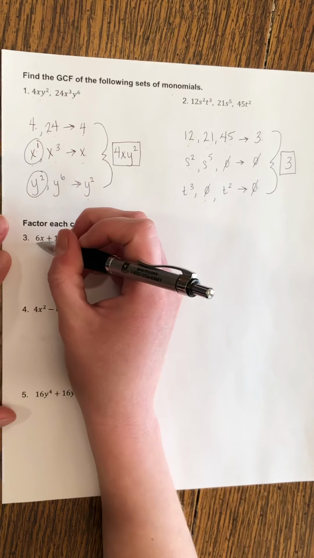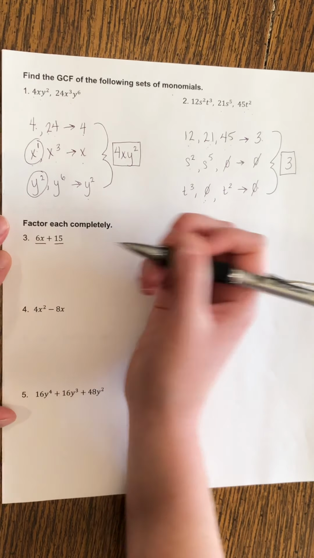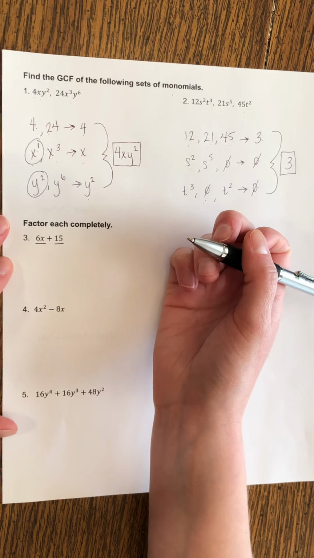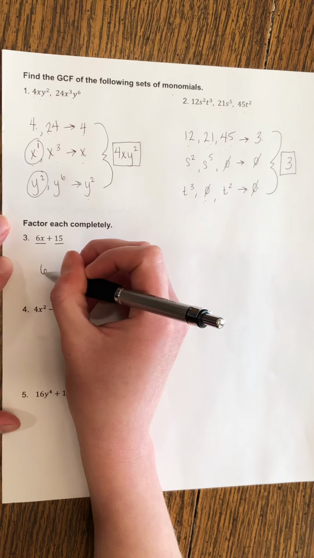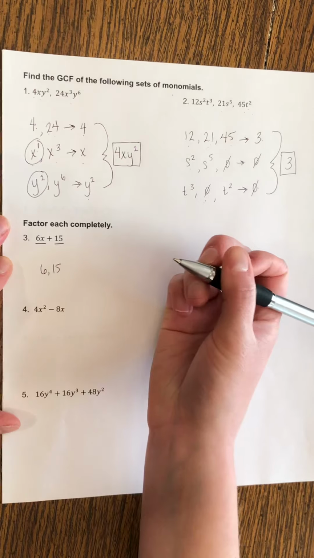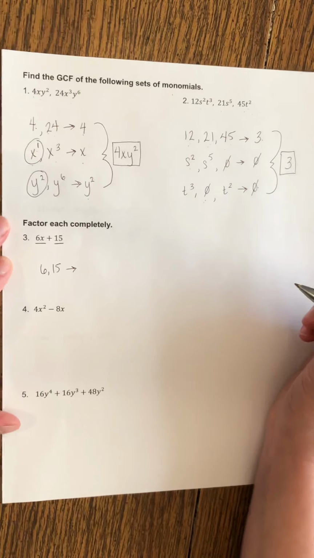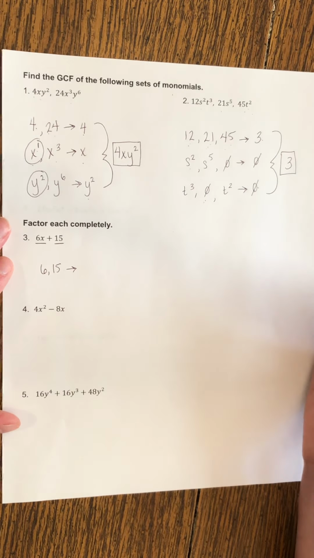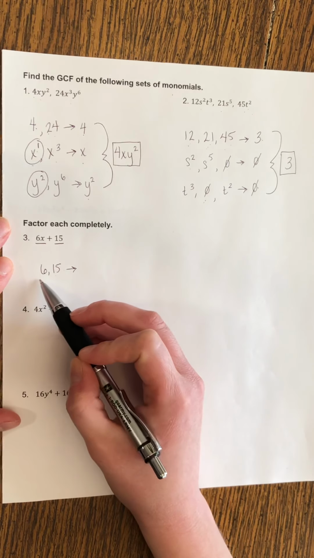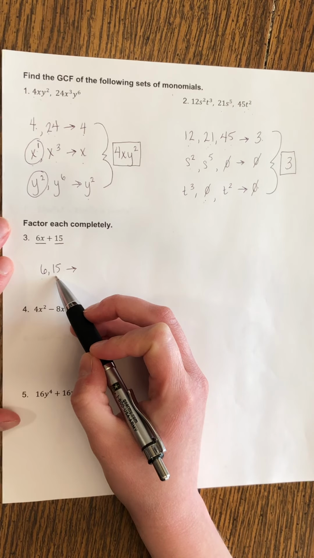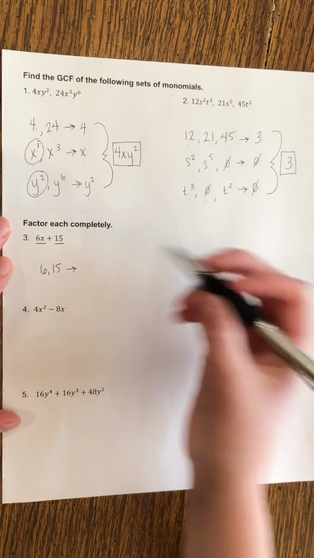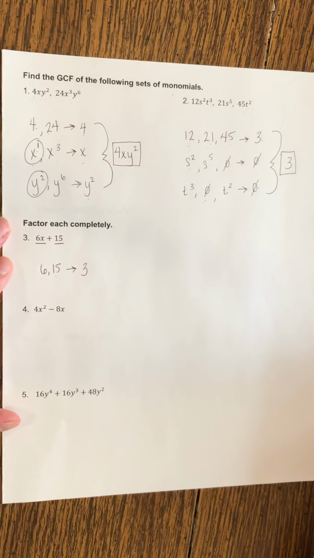So I'm going to take a look at the first term and the second term. And I'm first going to find the GCF of the numbers. So I have 6 and 15. If I go through different factors, I know that they're both divisible by 3. If I divide 6 by 3, I get 2. If I divide 15 by 3, I get 5. And 2 and 5 don't have any common factors left. So 3 is going to be the GCF of 6 and 15.